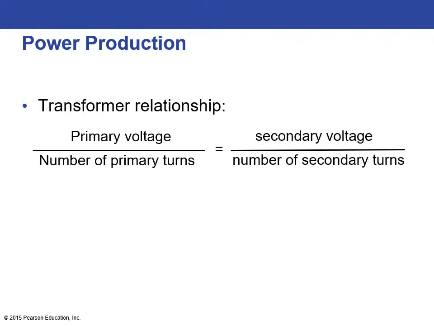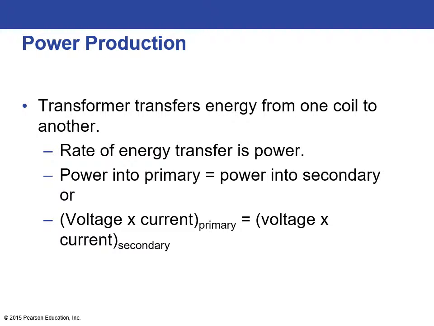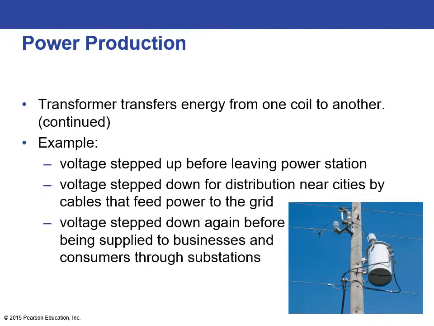The transformer relationship is the primary voltage divided by the number of primary turns is equal to the secondary voltage divided by the number of secondary turns. A transformer transfers energy from one coil to another. The rate of energy transfer is called power. Power into the primary equals power into the secondary, or voltage times current of the primary equals voltage times current of the secondary.